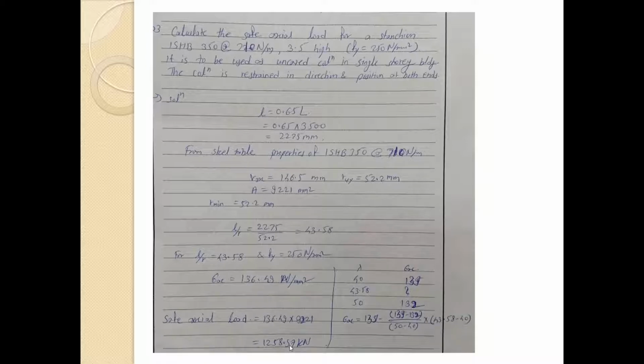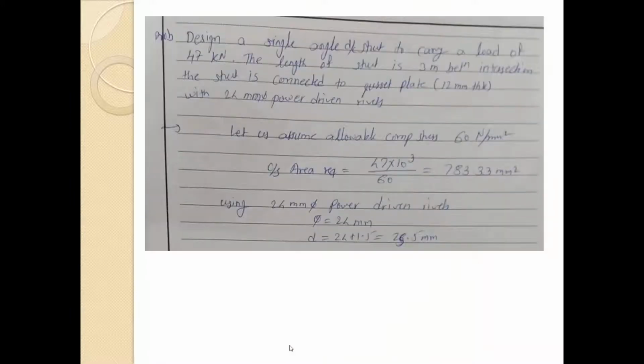Now moving to our next problem: design a single angle discontinuous strut to carry a load of 47 kilonewton. The length of the strut is 3 meter between intersections. The strut is connected to a gusset plate that is 12 mm thick with 24 mm nominal diameter power driven rivets.